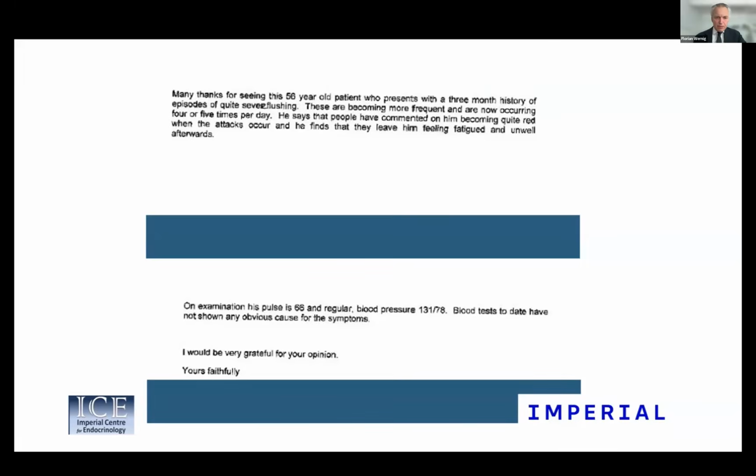On examination, his pulse is 65 and regular, blood pressure is 131/78. Blood tests to date have not shown any obvious cause for the symptoms. I would be very grateful for your opinion, yours faithfully. So this is a very good description of someone with carcinoid syndrome. However, we get many similar referrals to our clinics, and only a minority of those patients then truly have carcinoid syndrome.